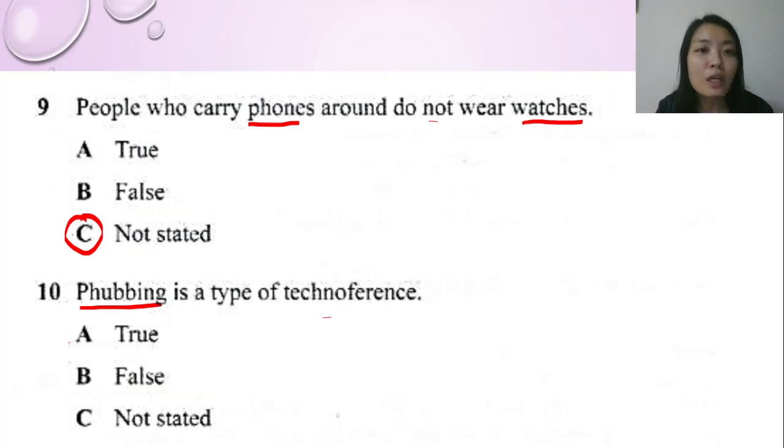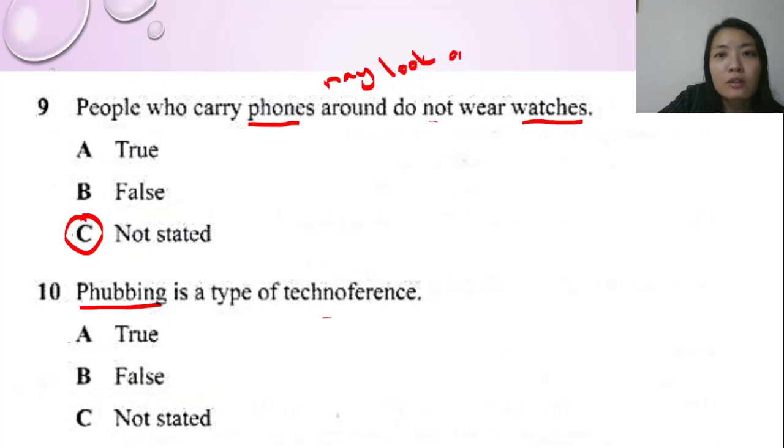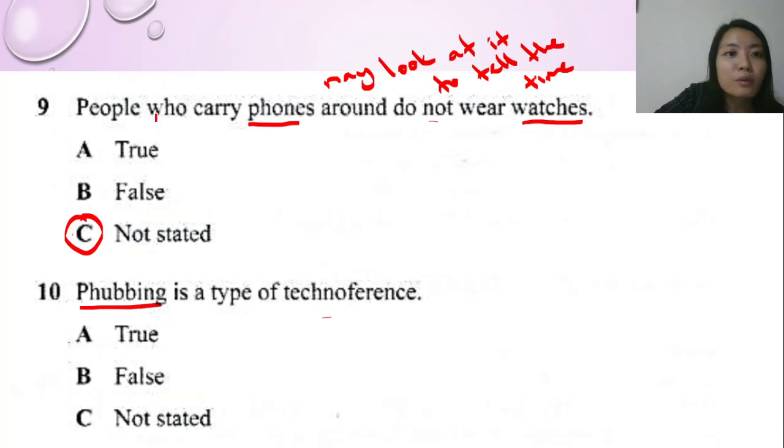But if it says people who carry phones definitely do not look at it for the time, then you choose false, because the text says that they may look at it for the time. So there must be a direct contradiction. Let me just write here. If it says people who carry phones may look at it to tell the time, if that's the case, then you choose true.